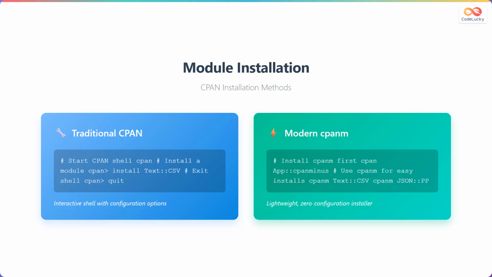The modern approach uses cpanminus, a lightweight and zero-configuration installer. First, install cpanminus itself using cpan App::cpanminus. Then use the cpanm command for simple module installation, such as cpanm Text::CSV or cpanm JSON::PP. The cpanm tool automatically handles dependencies, provides cleaner output, and requires no configuration, making it the preferred choice for most developers.